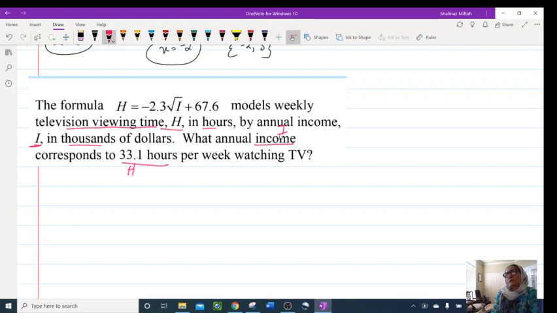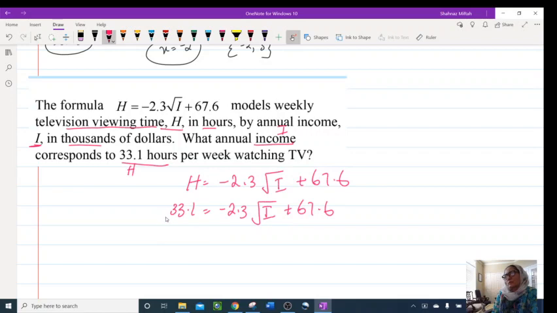So we are looking for I. I'm going to start with what they're asking me. I have to write the equation that we already have. They are already giving me that: H equals negative 2.3 square root of I plus 67.6. H is already given, which is 33.1. I'm replacing that. Negative 2.3 square root of I stays, plus 67.6. Now I have to move the 67.6 over here so I can combine them. I'm going to subtract 67.6 from both sides. When I subtract, I get negative 34.5 equals negative 2.3 square root of I.